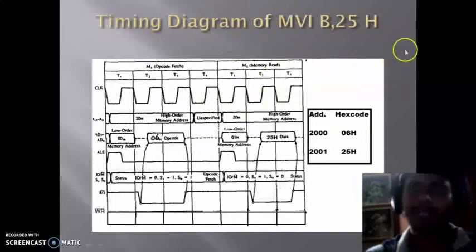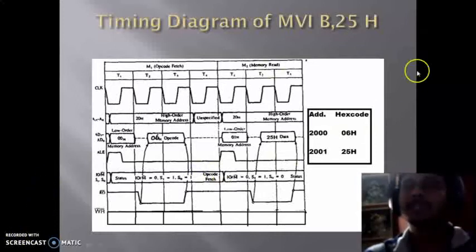But for this particular instruction, MVI B, 25H, it means 25 will be stored into B. This is a 2-byte instruction, and to operate it we need 2 machine cycles. The first is an opcode fetch machine cycle, and the second one is a memory read machine cycle. In this instruction, MVI B is the operational code and 25 is the 8-bit data. The operational code 06, the hexadecimal data, is stored at 2000, and 25, the 8-bit data, is stored at the next address, 2001.